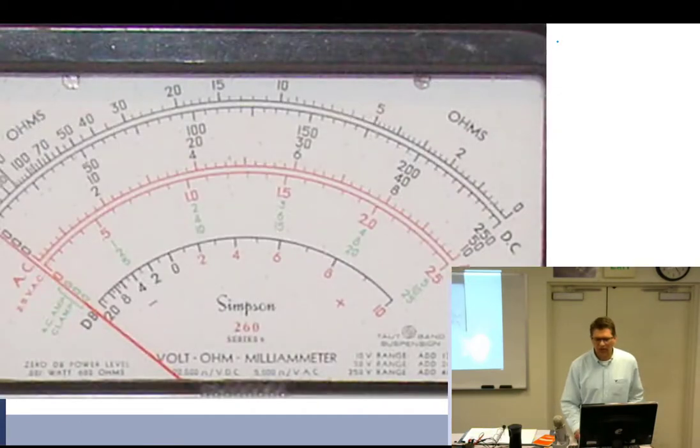So if I set it on R times 100 and the needle is right here, how many ohms do I have? 800. All right, so there's a lot of lines in here. So we can try by 1, 5, 6, 7, 8, 9, 10. Was that right? No, we'll try by halves. 5, 5.5, 6, 6.5, 7, 7.5, 8, 8.5, 9, 9.5, 10. So 8. So I have 800 ohms.